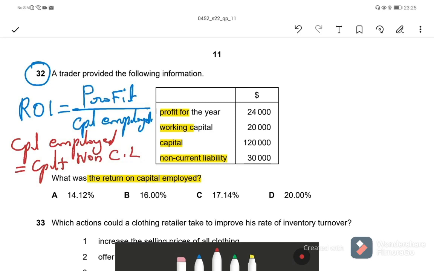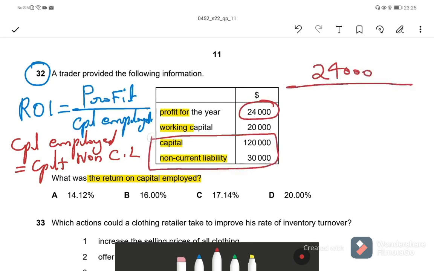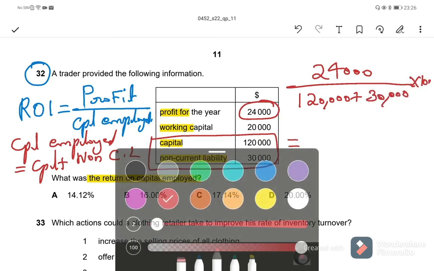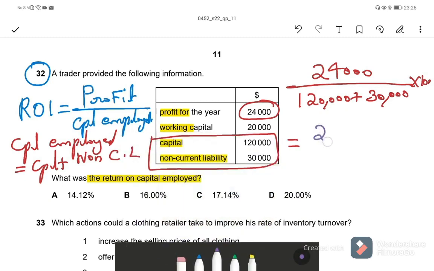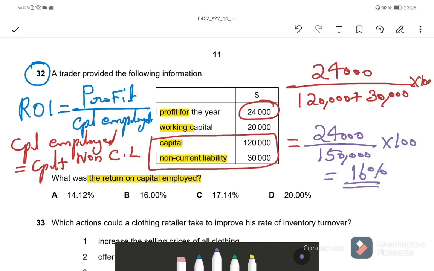So here profit is given. Profit is 24,000. 24,000 divided by capital employed, meaning capital plus non-current liability, 120,000 plus 30,000, multiplied by 100, is equal to 24,000 divided by 150,000 multiplied by 100, which is 16%. So the correct answer is option B.